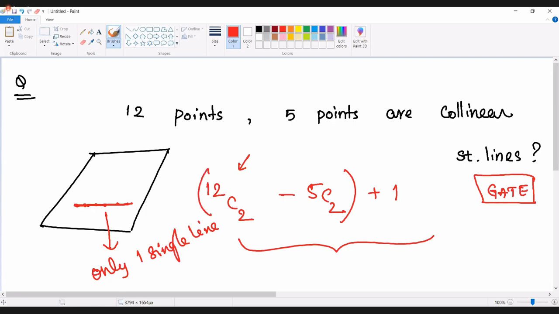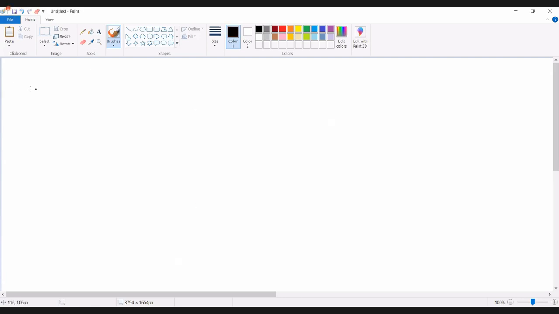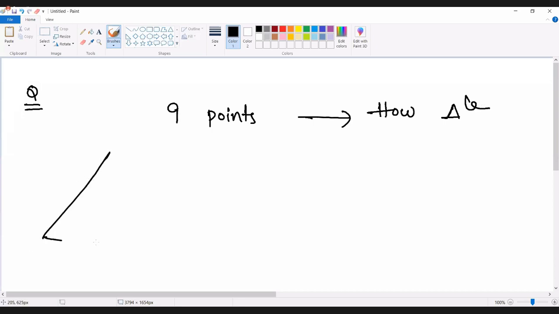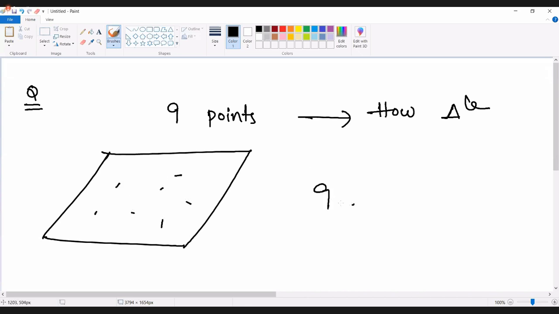Similarly, if a question is projected like this, there are 9 non-collinear points available. The question is, how many triangles are possible? To make a triangle, how many points are required? We need 3 points. So there are 9 points available. Using 9 points, choose any 3, that will give the number of triangles. So answer choice will be 9C3.